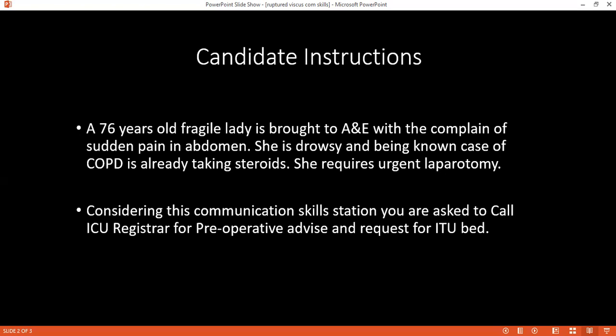So you can summarize your case, please. Okay, so ma'am, there is a 76-year-old lady with a background of COPD. She is having a perforated viscus, and we are planning for a laparotomy today. We have made a proposal for the pre-op optimization of this patient, and also for the arrangement of a post-operative bed in an ITU.